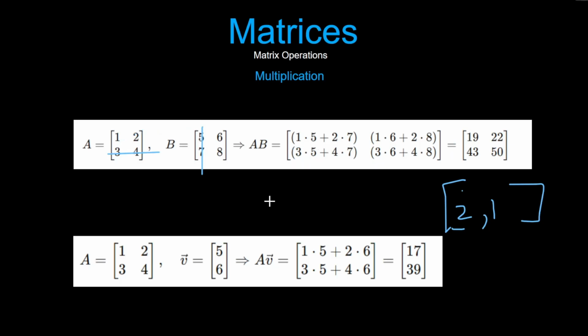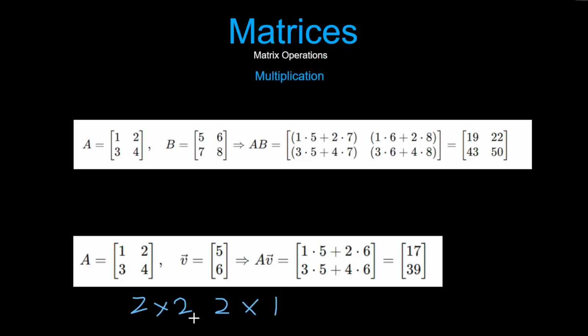So let's take another example. Here we have a matrix multiplied by a vector. A vector is nothing but a matrix, but it has only a row or a column. So the dimensions of this matrix are 2 by 2, and the vector has 2 rows and a single column. So the shape is 2 by 1, 2 rows and a single column.